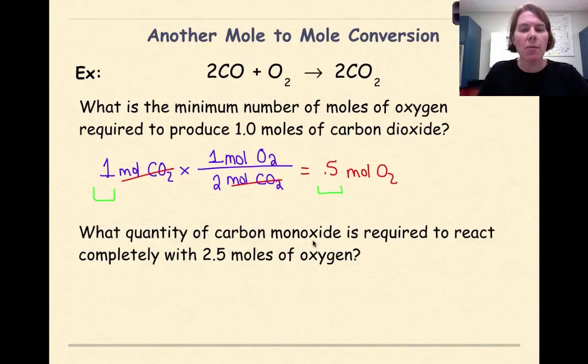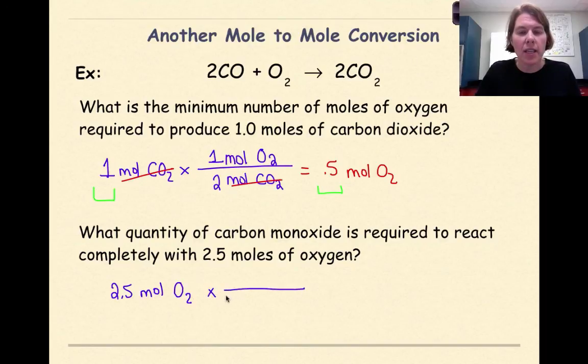What quantity of carbon monoxide is required to react completely with 2.5 moles of oxygen? Now, they don't really specify what they want here. Do they want grams? Do they want moles? But since we're on a mole-to-mole kick, let's just find moles. 2.5 moles oxygen, multiplication sign and a line, that's my given. Moles of O2 on the bottom. What do we want? Quantity of carbon monoxide.